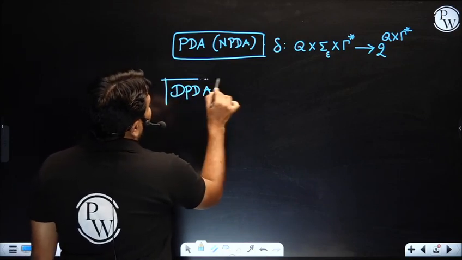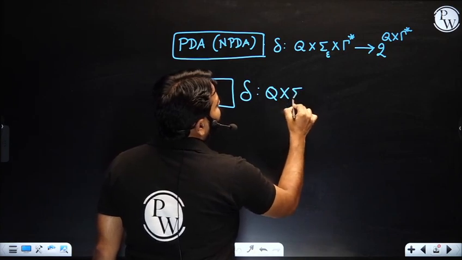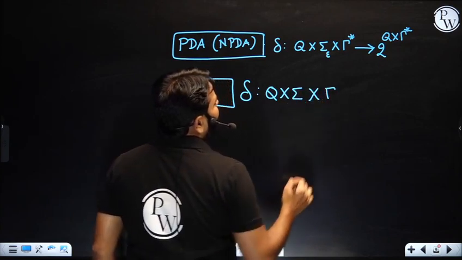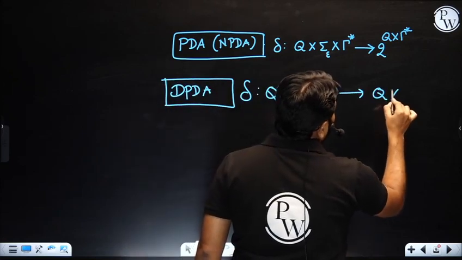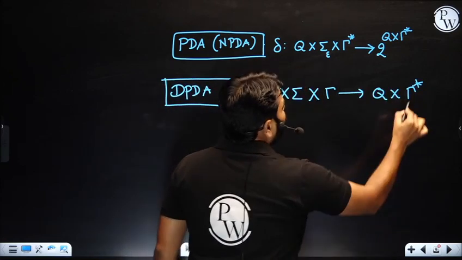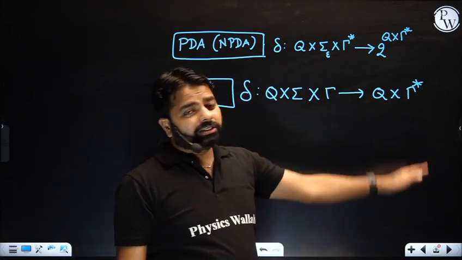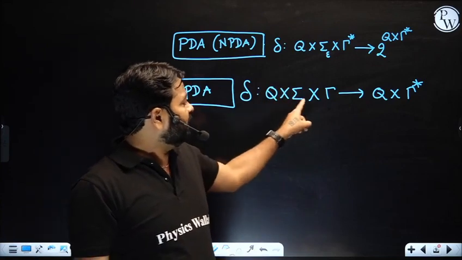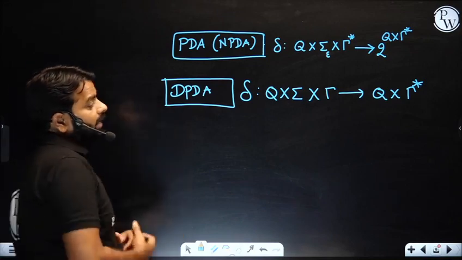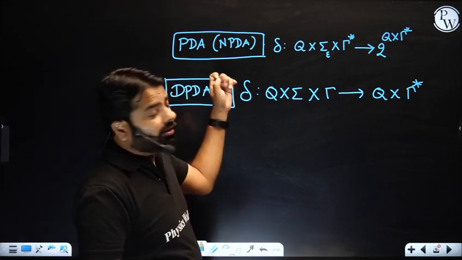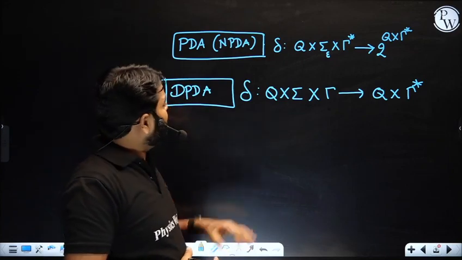When it is DPDA, deterministic pushdown automata, the delta is so easy: Q, and you always read something, especially in some situations at the end of the input, and you will have Q cross gamma star. So what are these five parameters here? In the domain we have 3 and in the codomain we have 2. What is the meaning of this? In DPDA you can understand very easily compared to PDA, but PDA can be designed very easily compared to DPDA. So look at what is happening.